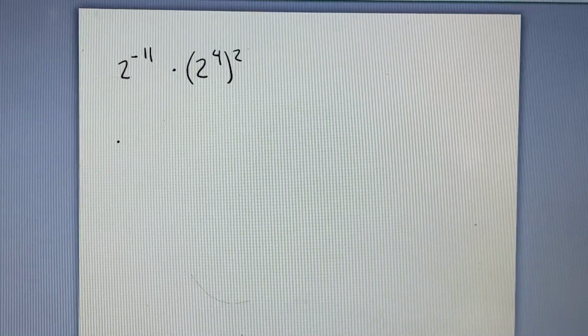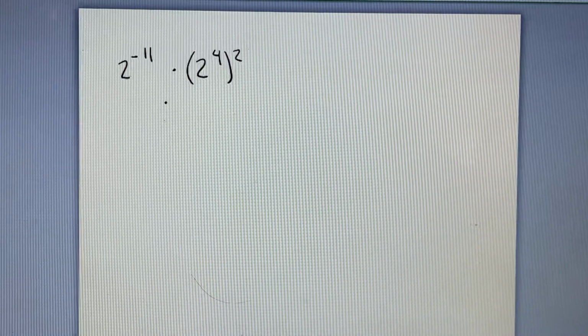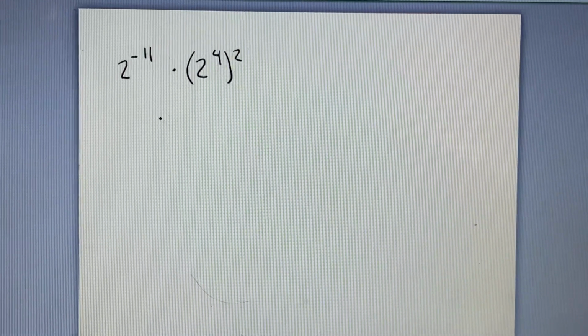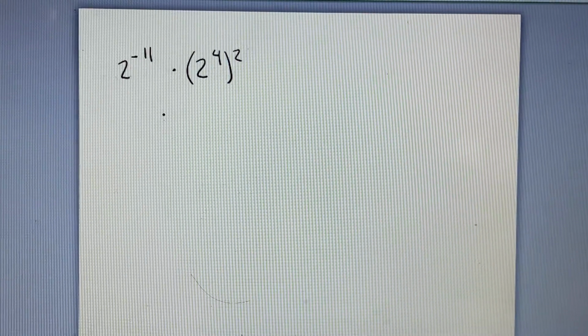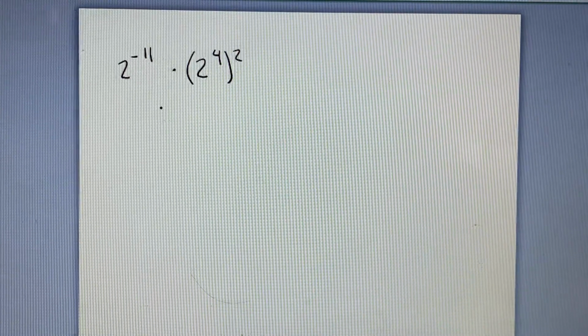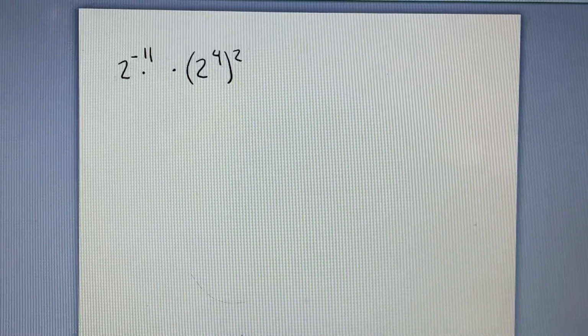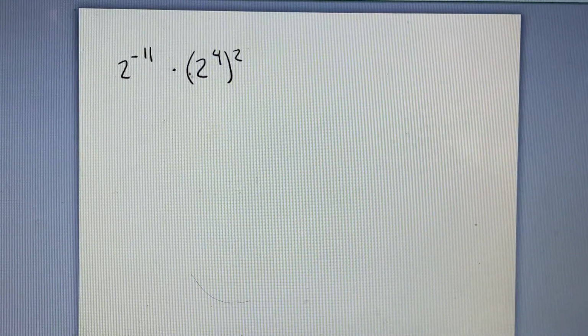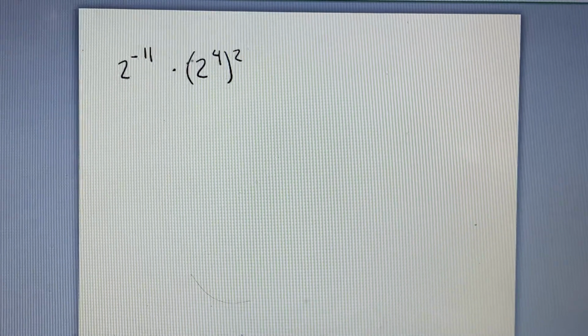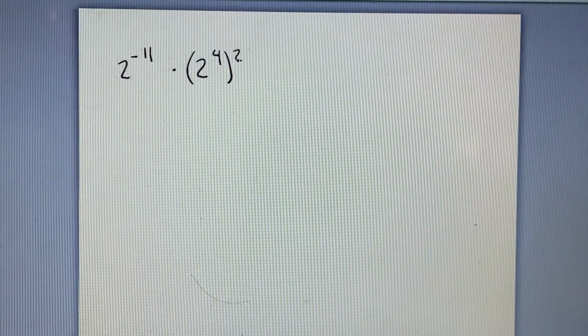So now I'm going to show you how to do a multi-step exponent problem with some negatives in it. Okay, so first thing I'm going to do is show you how to, what they would call, just write your answer as an exponent. I'm going to show this a lot of different ways. Okay, so first thing I'm going to do, I see this as its own problem in a sense. This is 2 to the negative 11th times 2 to the 4th, that being raised to the second power.